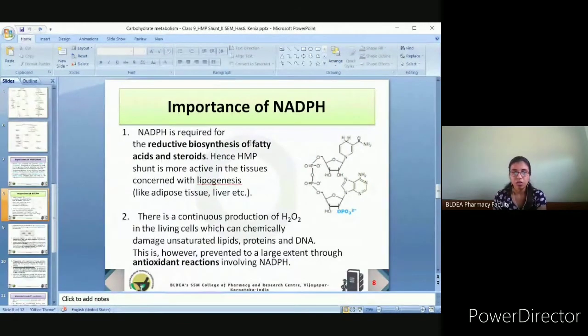So hence this HMP shunt will be active in the tissues which are concerned with the lipogenesis, means synthesis of lipids. These fatty acids and steroids are a part of lipids itself. Okay, so hence whatever the tissues that are employing the synthesis of these lipids, in such tissues this HMP is highly active. Tissues like adipose tissues and liver. Liver is also important site for synthesis of lipids.